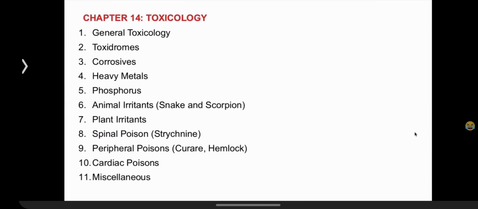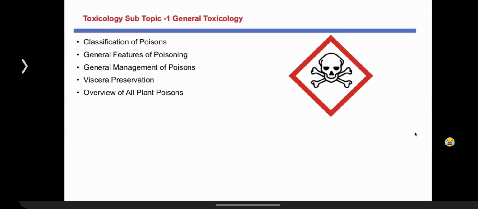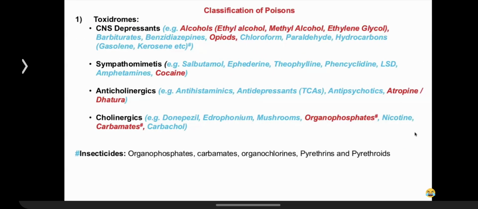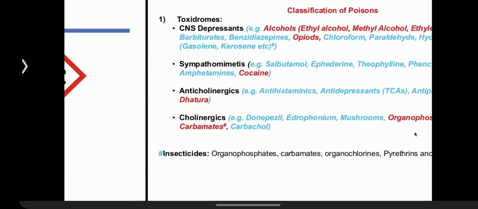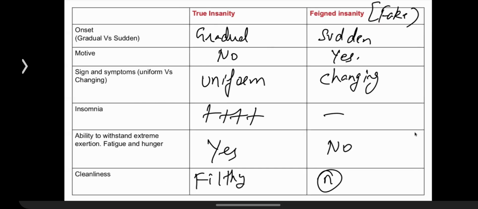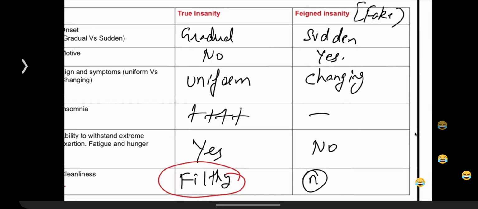Toxicology. Okay? So here I will not go into classification. I simply tell the last point, explain again, sir. Cleanliness. In true insanity, the person is filthy because he is insane. He does not take a bath, nothing. He soils his pants. In fake insanity, even if you are faking, you will not be able to soil your pants. Okay.